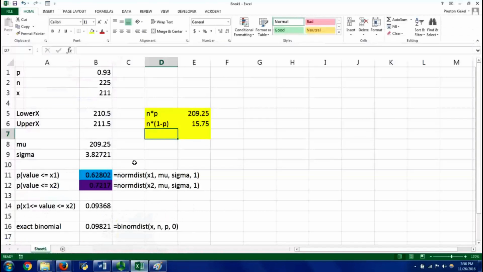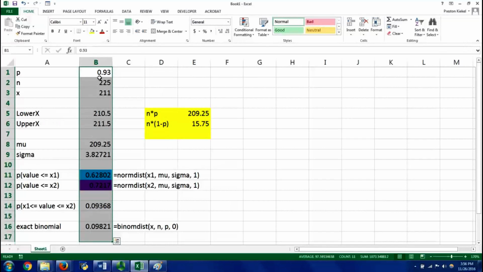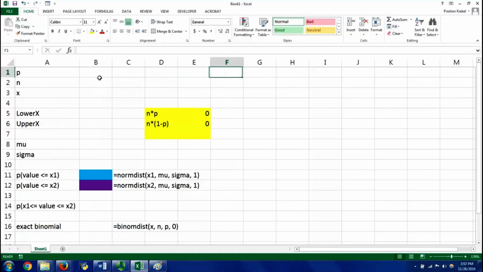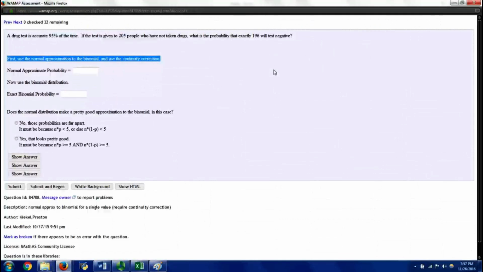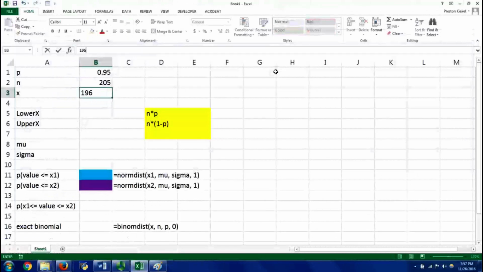The first thing I'm going to do is write down the information I've been given. I'm going to start by deleting the information I had from the previous exercise. Okay. So first off, I'm given p, which is 0.95. I'm given n, which is 205. I'm given x, 196 successes.